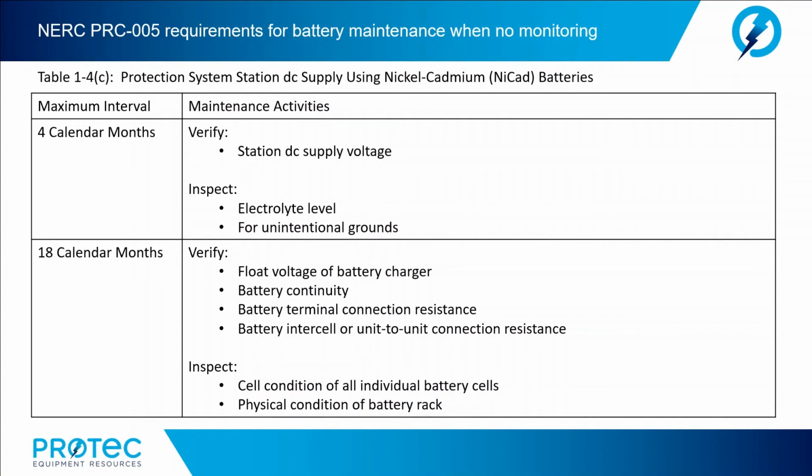And now we look at Table 1-4C, which is for the NiCad or nickel-cadmium batteries. Every 4 months, we're to verify station DC supply voltages and inspect electrolyte levels and also inspect for unintentional grounds. Every 18 calendar months, we are to verify float voltage of the battery charger, battery continuity, battery terminal connection resistance, battery intercell or unit-to-unit connection resistance. And every 18 months, we are to inspect cell condition of all individual battery cells and also the physical condition of the battery rack.